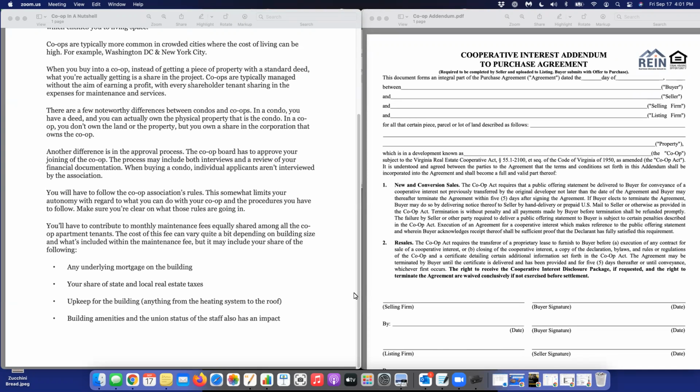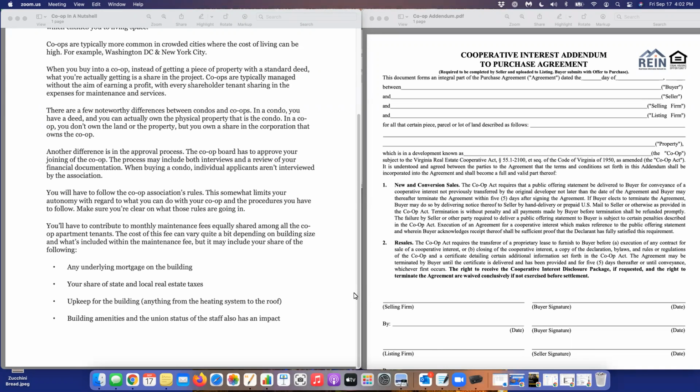So like a condo, you have to follow the co-op association's rules. So it limits what you can do in your unit and what procedures you have to follow. So you need to make sure that you're clear on those going in. You would have to contribute to monthly maintenance fees. And those fees would cover any building mortgages, your share of all of the taxes, and all of the upkeep, you know, from the heating system to the roof and everything in between. And also for the upkeep and availability of the amenities and the union status of any staff. So those are the things that make a co-op different.